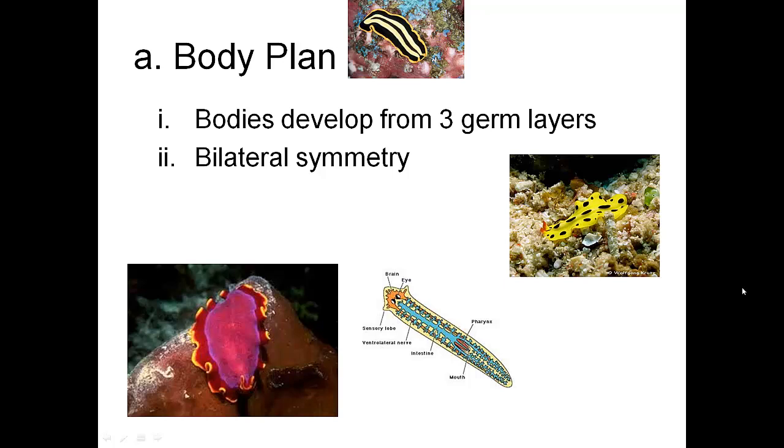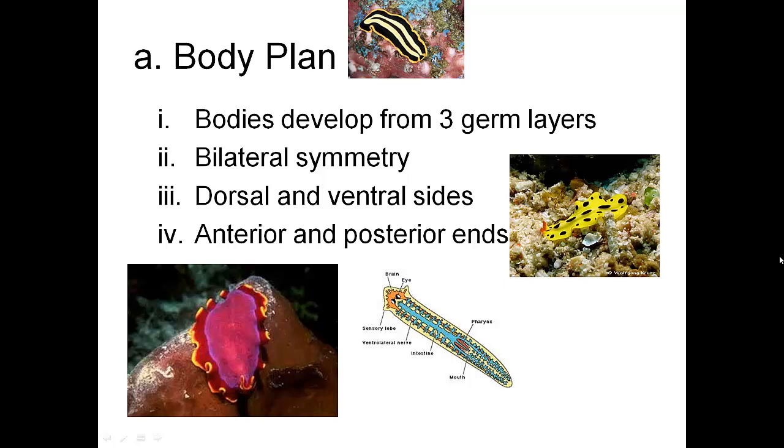The body plan: they come from 3 germ layers, and they're flatworms because they are flat. They all have bilateral symmetry. Everything from now on will have bilateral symmetry. Because they have bilateral symmetry, they have a dorsal, a backside, and a ventral side, or a belly side. And they also have anterior, or a head end, and a posterior, or a butt end.